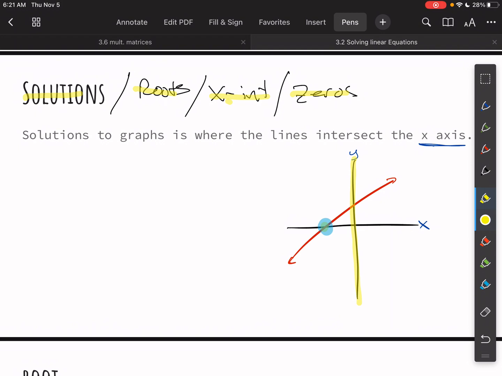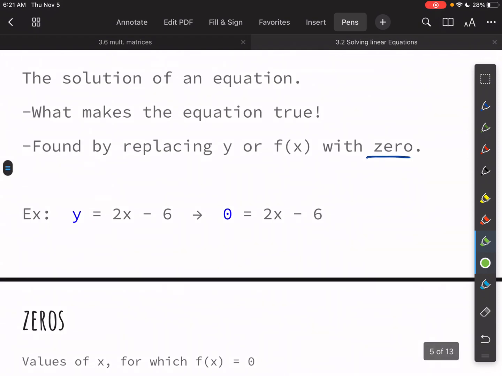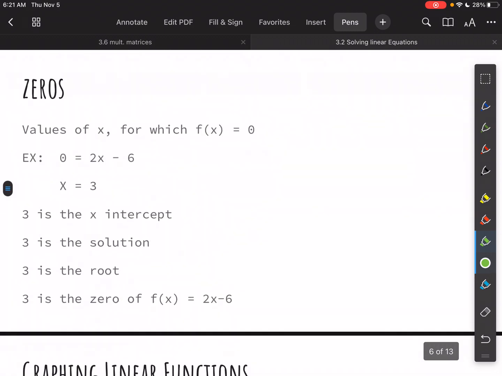When y is 0 is where we have this intercept here. It's always going to occur when y is 0. So we replace y or f of x with 0, and then we solve it. Okay, so the zeros are the values of x for which f of x equals 0. Plug a 0 in for f of x or for y, which is what I did there, right? And then we solve it.